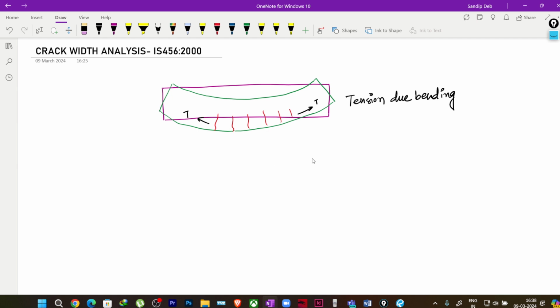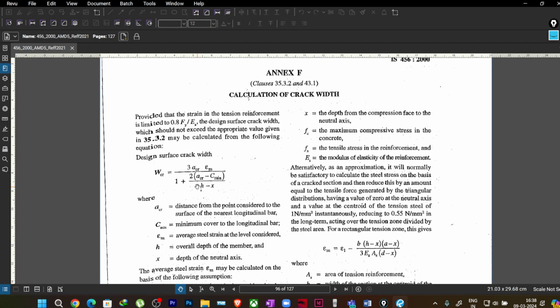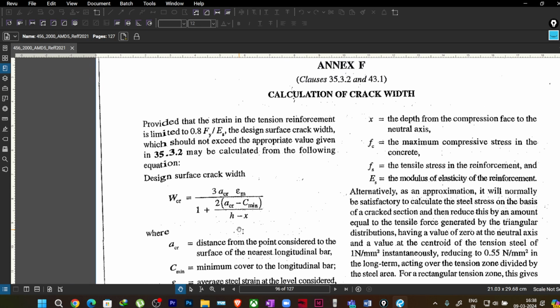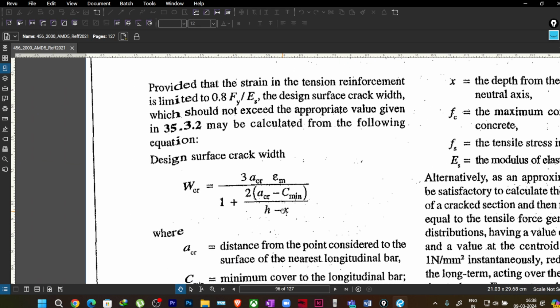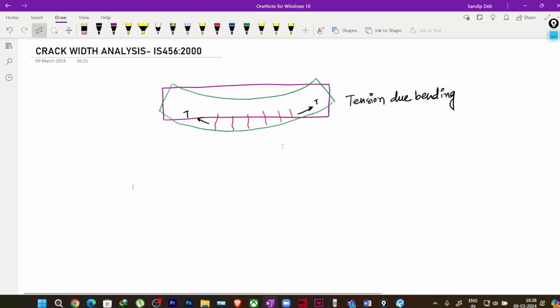Now first of all we will see the crack width formula that is given in IS 456 Annexure F. If you see Annexure F, it says that design surface crack width WCR is equal to 3 ACR epsilon m divided by 1 plus 2 into (ACR minus C minimum) by (H minus X). So we will first write these things here, and try to understand all these terms one by one. First of all, let us write the formula.